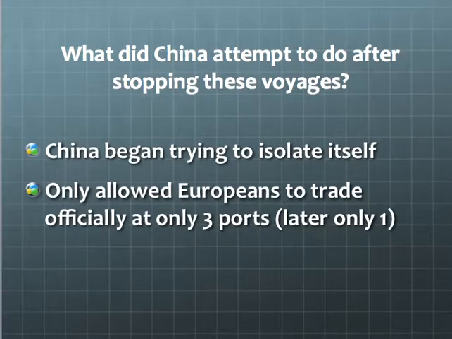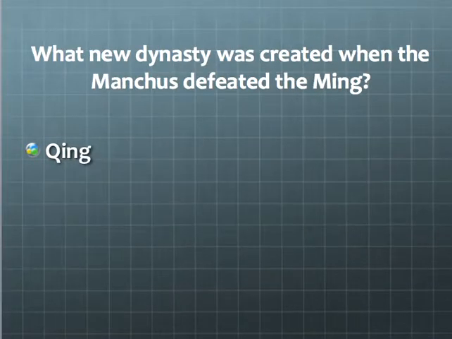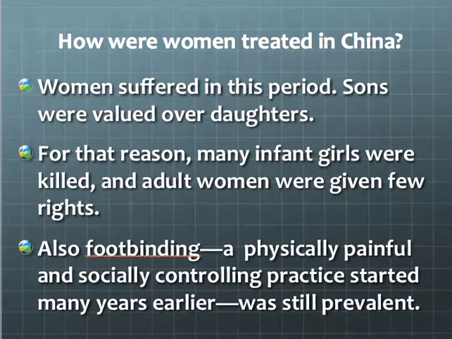What did China attempt to do after stopping these voyages? China began to try to isolate itself, only allowed Europeans to trade officially at 3 ports, and later that is only down to 1 called Canton, and we call that the Canton system. What new dynasty was created when the Manchu defeated the Ming dynasty of China? The Qing dynasty. I realize that's a Q, but it's pronounced Qing.